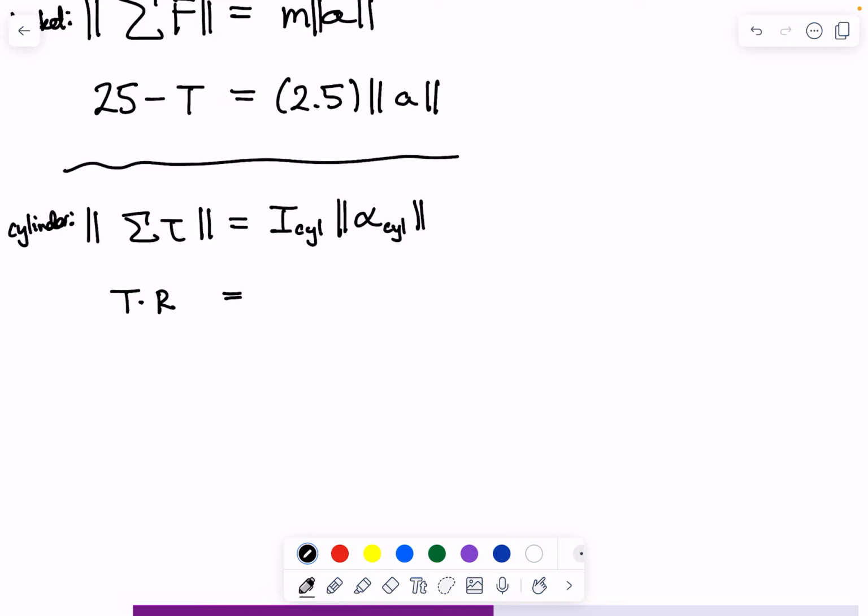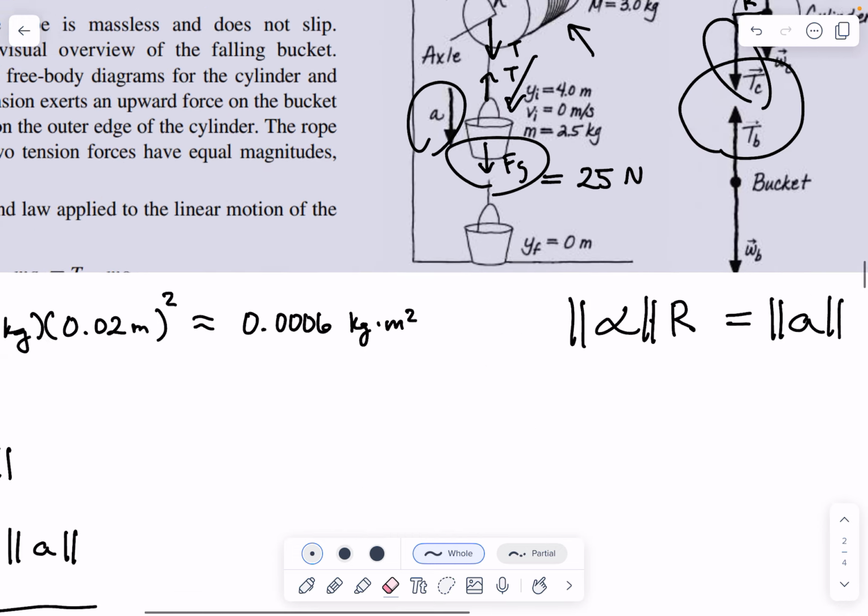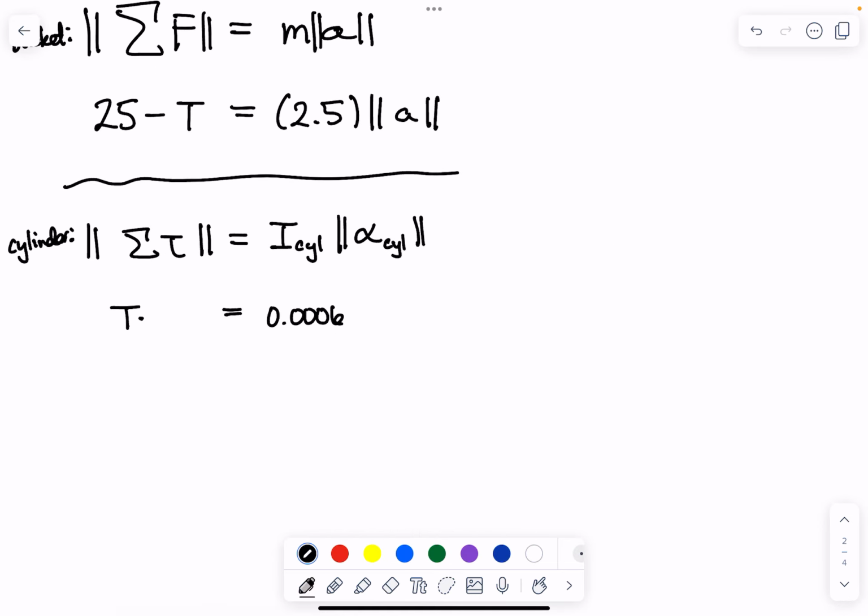That's it, right? There's no torque due to gravity because the R for that torque would be 0. So it's 0. So this is the only effective torque. And we already know this. In fact, we already know R, right? They told us R was 0.02 meters. So let's put that in.